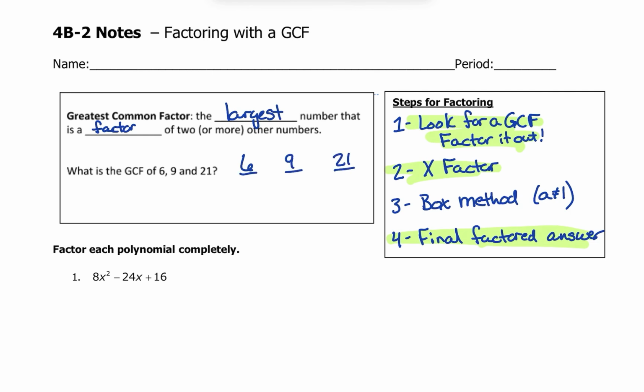So 6 can be written as 6 times 1 or 3 times 2. 9 can be written as 9 times 1 or 3 times 3. And 21 can be written as 21 times 1 or 7 times 3. And if you notice, we have one number in common in all of these. We have a 3 that is a factor in all of them. So our GCF is 3. We're going to look for the highest number that is a factor in all of our terms.